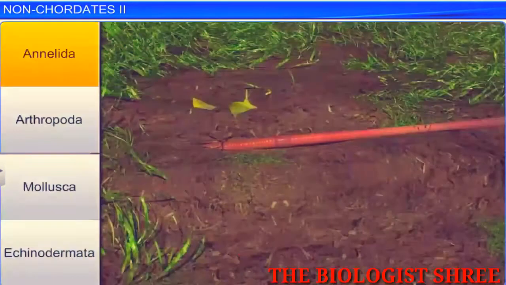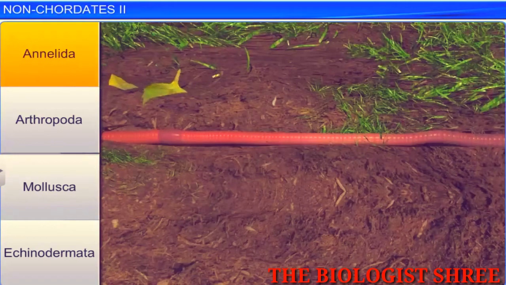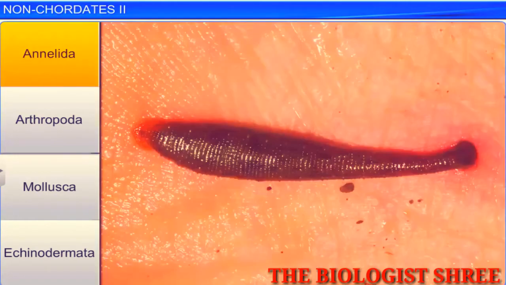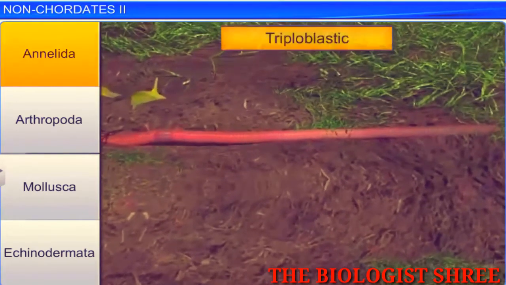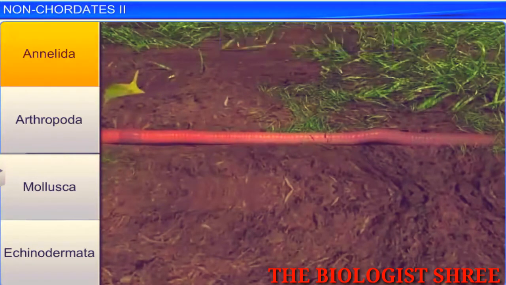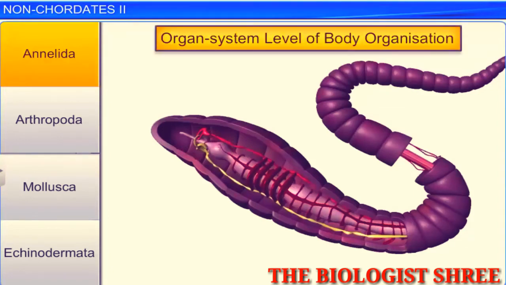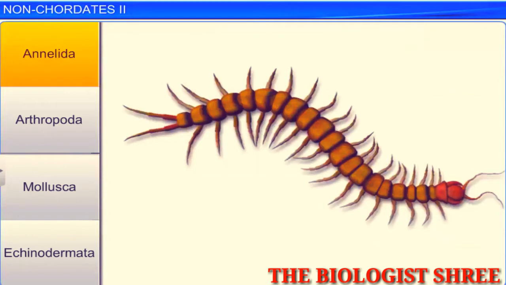Let's begin with phylum Annelida. The members of this phylum may be aquatic or terrestrial, free-living, or sometimes parasitic. Annelids are triploblastic, bilaterally symmetrical, coelomate animals with an organ system level of body organization. These animals have well-marked segments or metameres on their body.